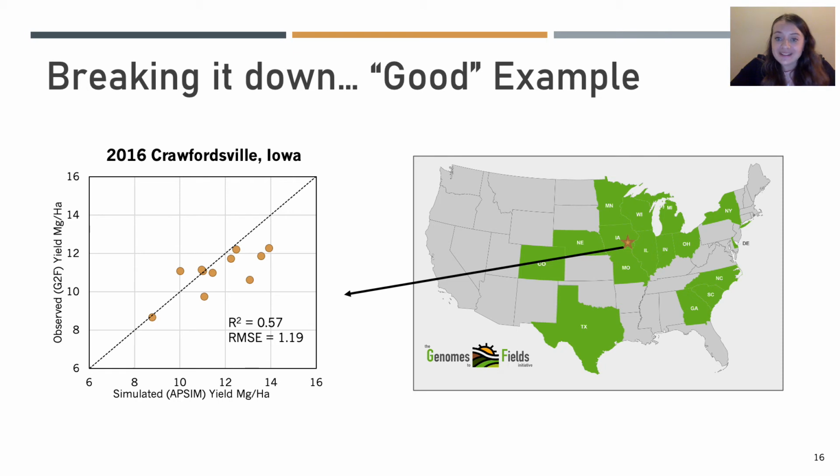There are, of course, examples of locations for which we are simulating the hybrid performance quite well. Just one example is the 12 hybrids grown in the 2016 Crawfordsville, Iowa G2F environment, where we see an R-squared of 0.57. And I'd like to reiterate that these predictions are made using no performance data. It is purely using what environmental data and management data we have, and then the hybrid calibrations.